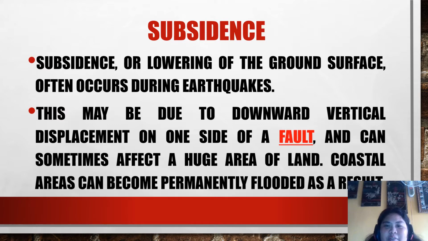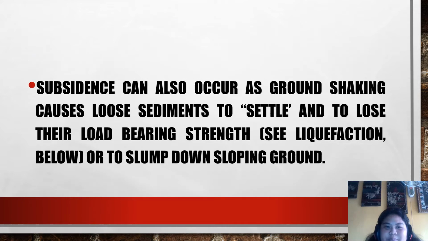Subsidence, or lowering of the ground surface, often occurs during earthquakes. This may be due to downward vertical displacement on one side of a fault and can sometimes affect a huge area of land. Coastal areas can become permanently flooded as a result. Subsidence can also occur as ground shaking causes loose sediments to settle and lose their load-bearing strength, see liquefaction below, or to slump down sloping ground.